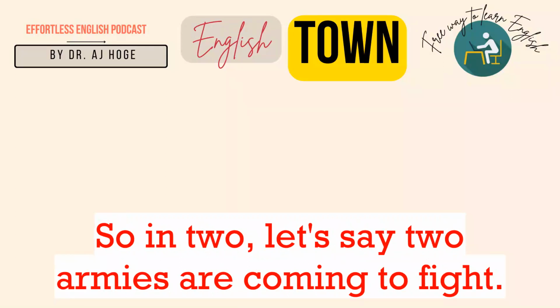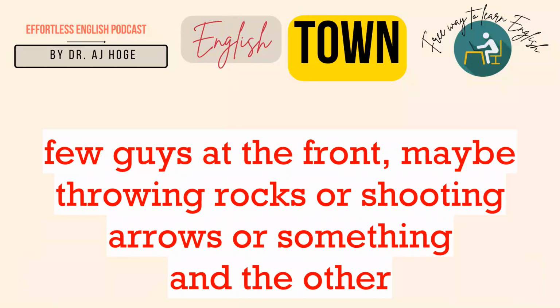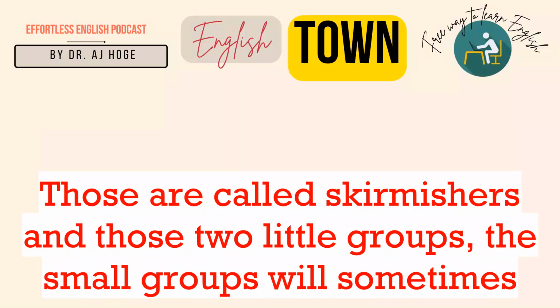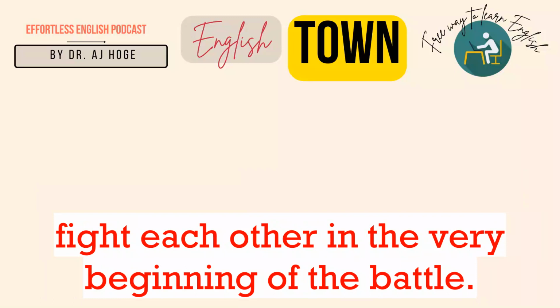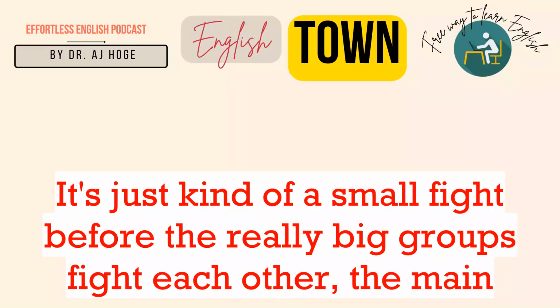So let's say two armies are coming to fight. Sometimes in front of the main armies, there'll be a few guys at the front, maybe throwing rocks or shooting arrows, and the other group will also have a few guys at the front. Those are called skirmishers. Those two small groups will sometimes fight each other at the very beginning of the battle, and that's called a skirmish. It's a light fight, meaning not heavy, not big, not strong. It's just a small fight before the really big groups fight each other, the main battle.